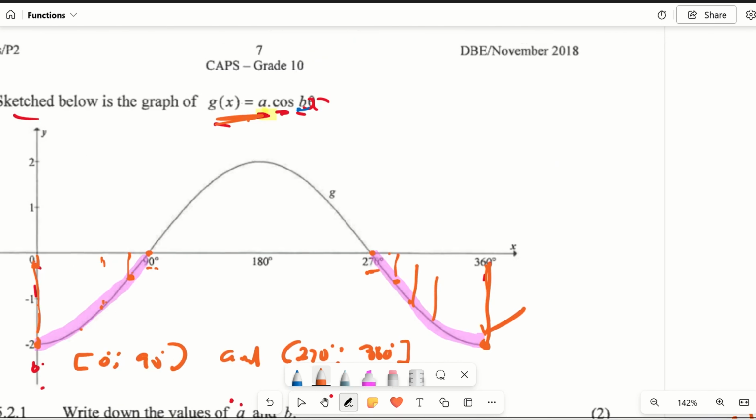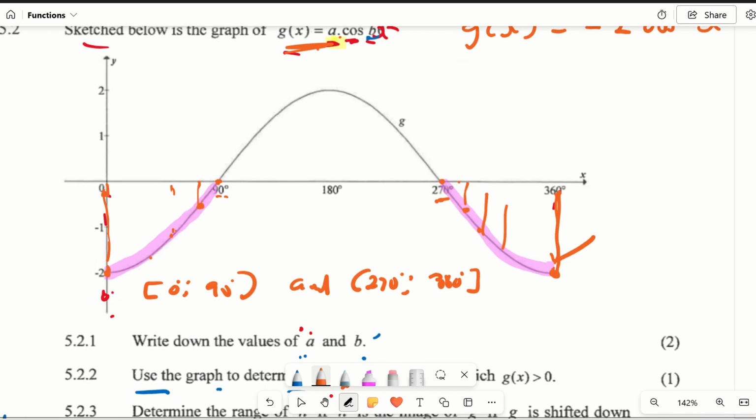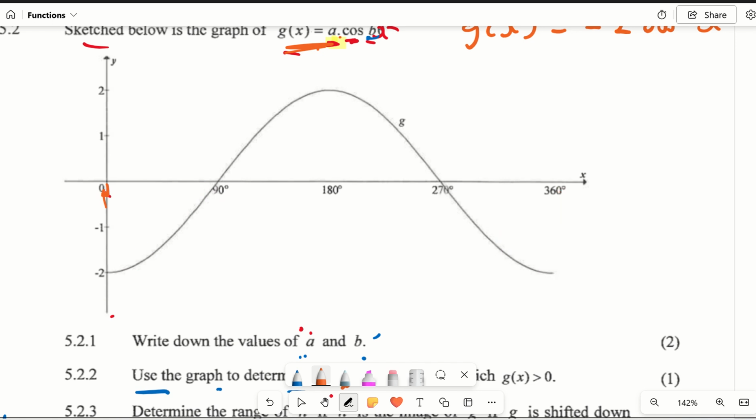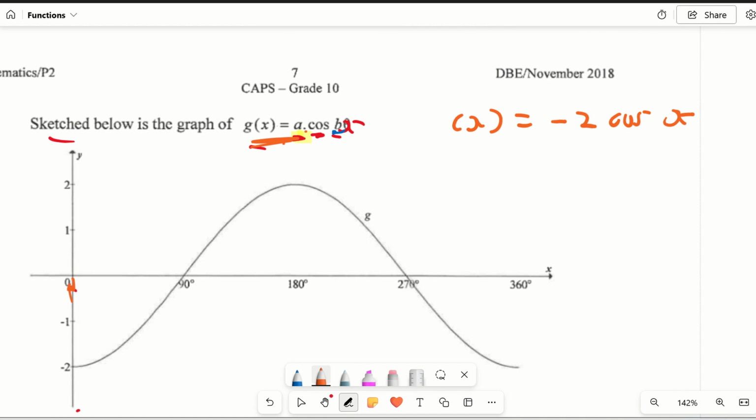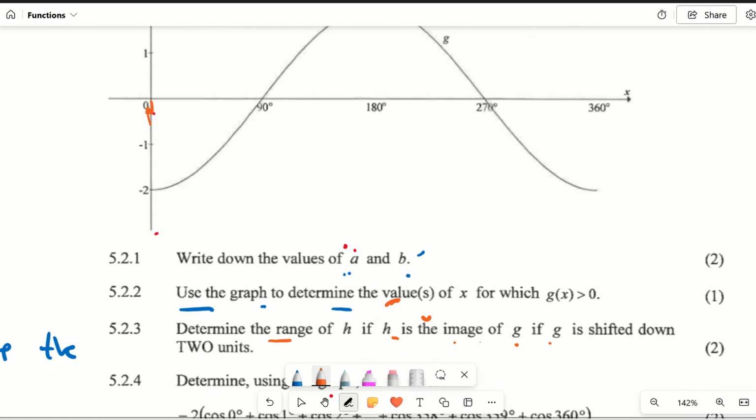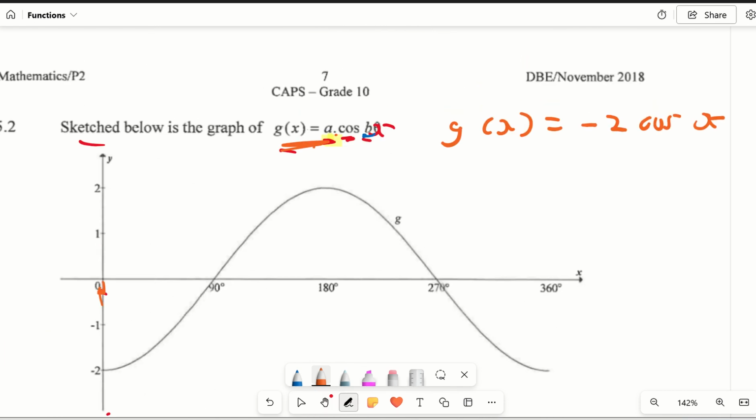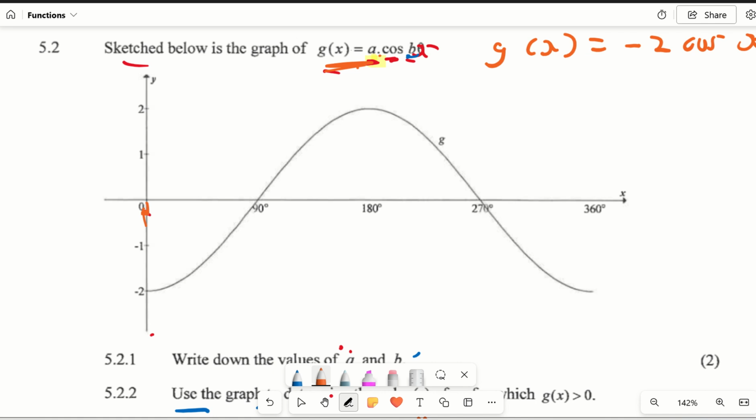So let's write down the expression of g. We found that a is minus 2, b is 1, so just leave it like that. Now, what is the range of the graph of g of x? This is h of x, this is g of x. We want to create h of x. But let's first find the range of g of x, this original graph. Range is the y values. It is you writing down all of the y values from the minimum y value to the maximum y value of that graph.